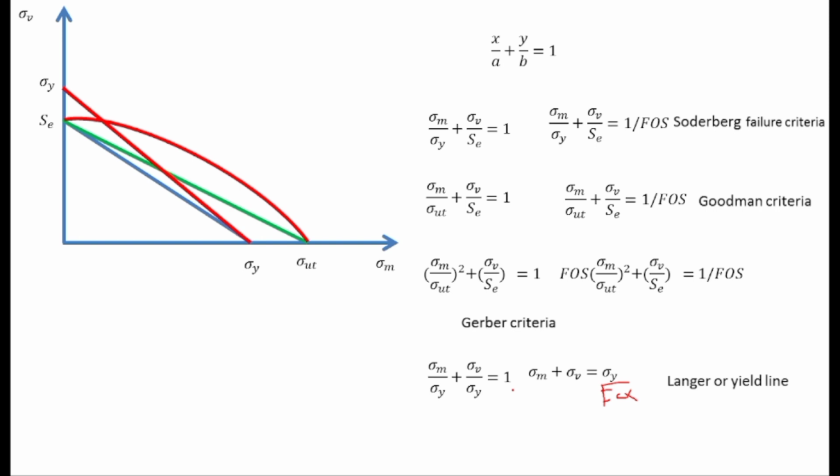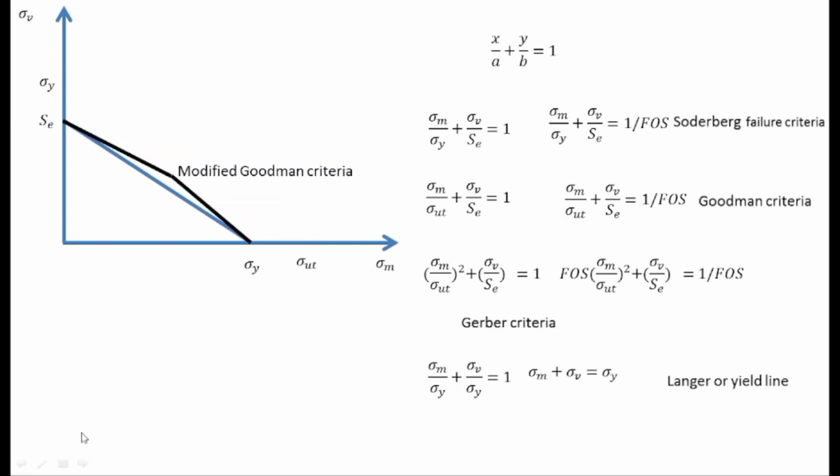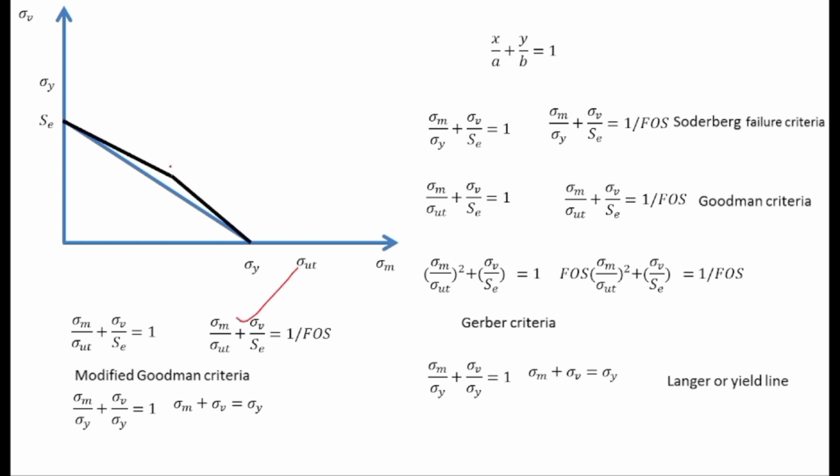Now after that, Goodman came again and said that since this region is not safe, because for dynamic loading the body cannot pass through the SE, and similarly he also said that this region is not safe according to him. So he said that I will take up to this point, he took his own line, and below that he took this line and said that this is the modified Goodman criteria. So for that, these equations can be used. These equations for this line and these two equations for this line. This is called the modified Goodman criteria.